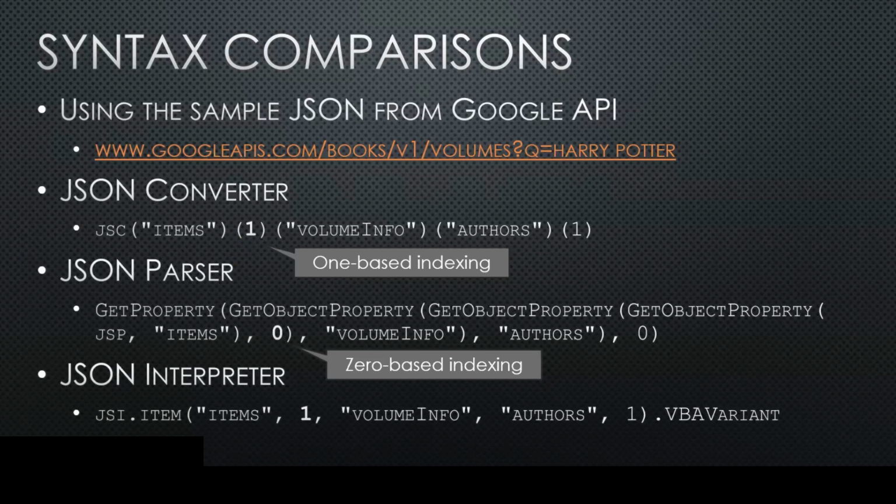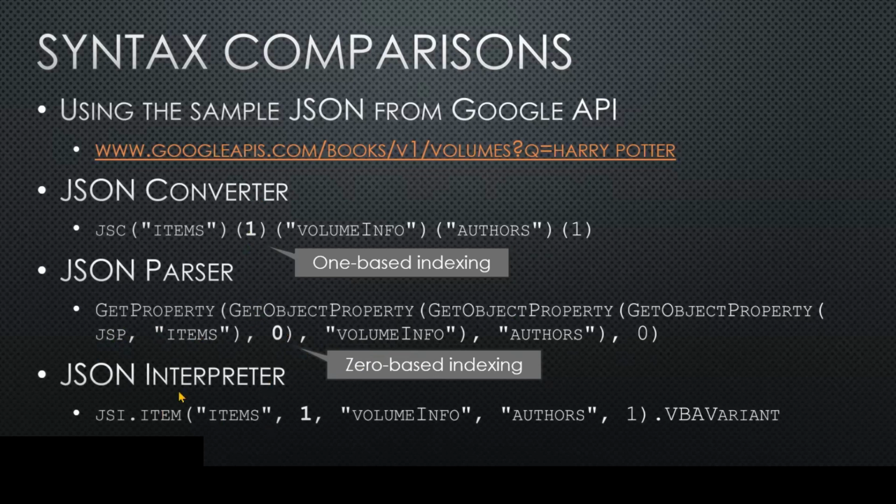But basically, this is a simplified syntax version where you'd say getProperty, getObjectProperty, and then you end up with your JSP, which is your object, and then the items, the volume info, authors, and then you go get your JK Rowling result. But one thing to point out is this is zero-based indexing compared to the JSON converter or the JSON interpreter. Now, my favorite is the JSON interpreter.